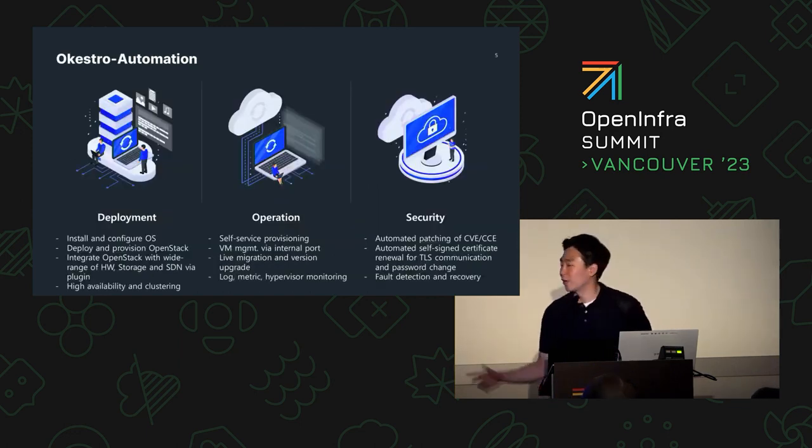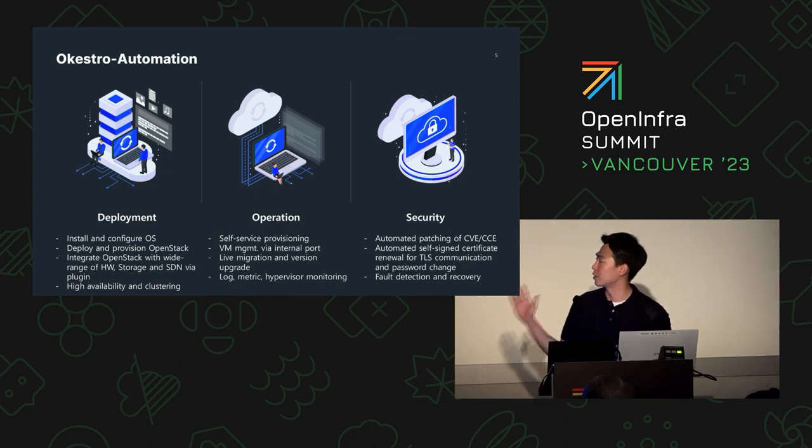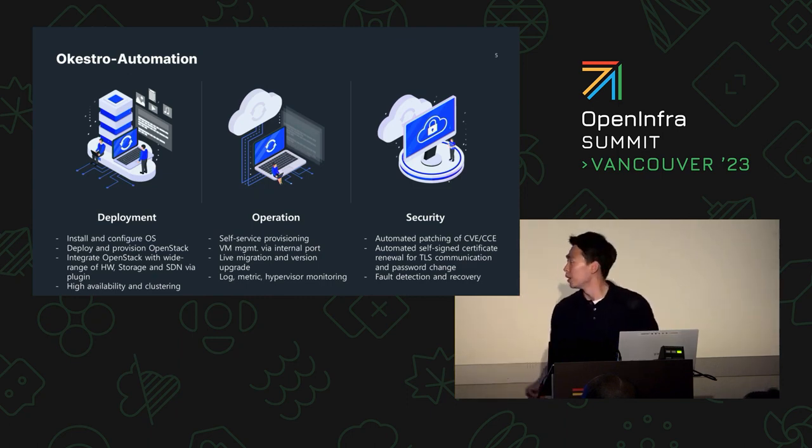So in which areas did we provide automation? There are 3 areas that we provide automation in. The first is deployment, second is operation, and third is security. In the deployment part, you may be very familiar with it. We install and configure the OS into the host OS, and deploy and provision OpenStack, integrating OpenStack with the wide range of hardware, network and storage that you need, and providing high availability and clustering of the OpenStack components.